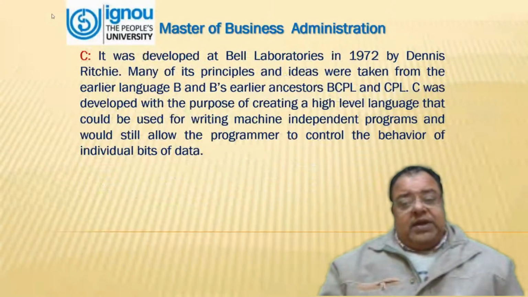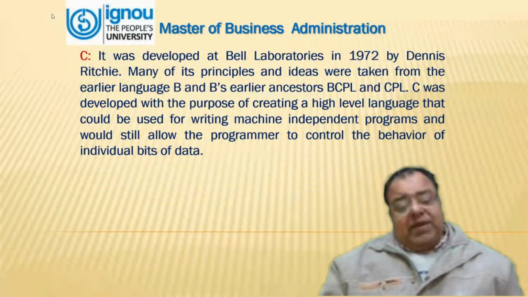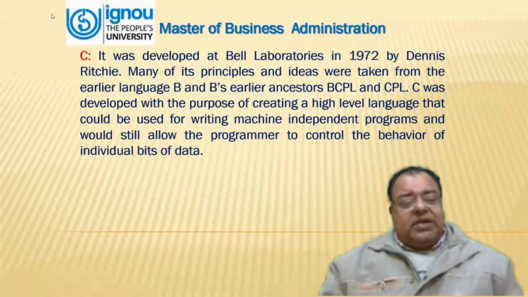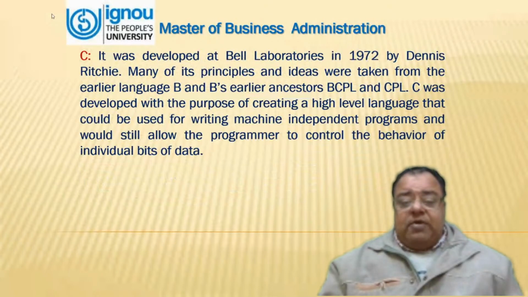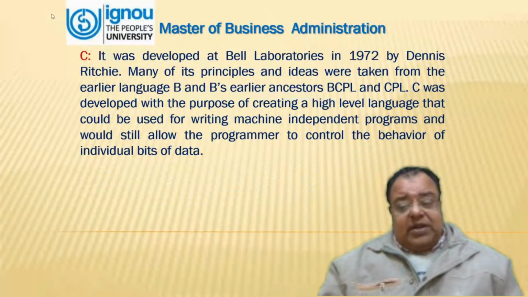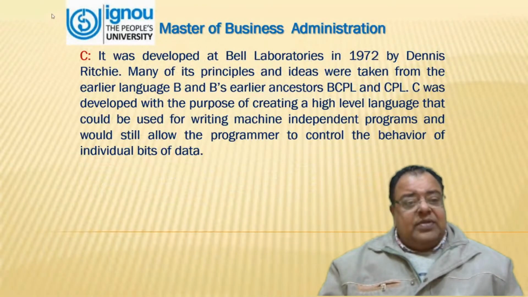Many of its principles and ideas were taken from the earlier languages, B, BCPL and CPL. C was developed with the purpose of creating a high-level language that could be used for writing machine independent programs and would still allow the programmers to control the behavior of individual bits of data.